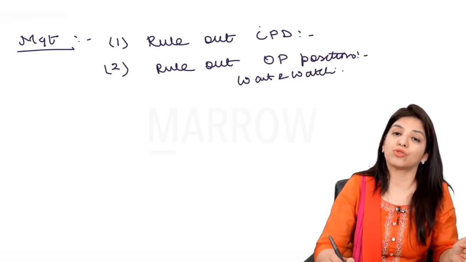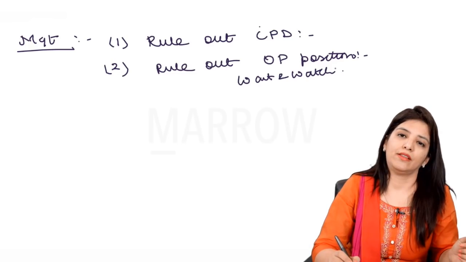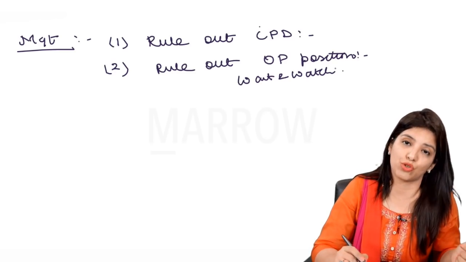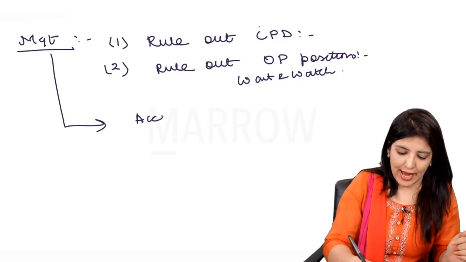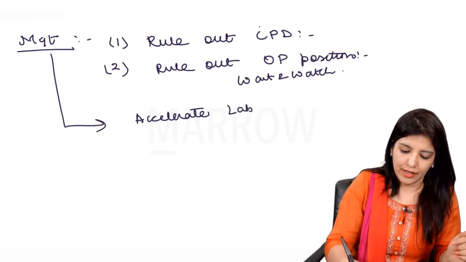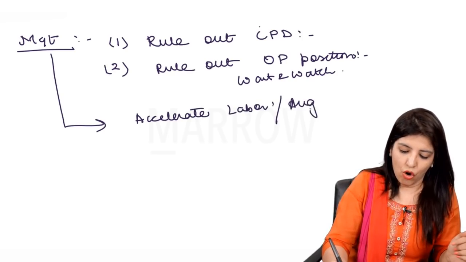This question has been asked so many times in exams: during labor, if you find that the head of the fetus is in occipito-posterior position, what is the management? Simply, wait and watch. Automatically, the head will become occipito-anterior and normal delivery will happen. Now, once you have ruled out CPD and occipito-posterior position, and still the active phase is prolonged, then you should accelerate the process of labor. In other words, you should augment labor.